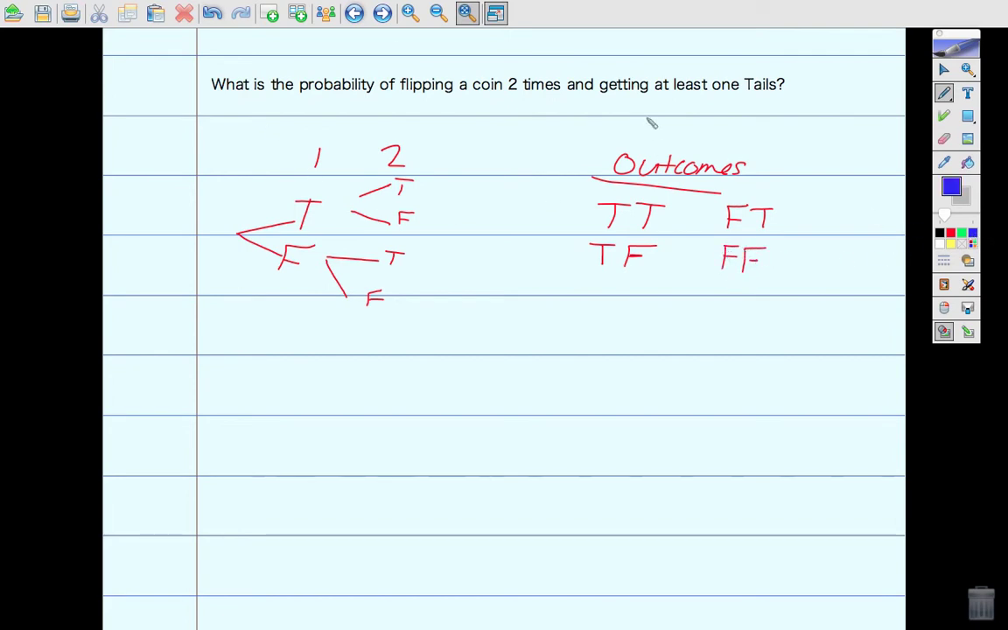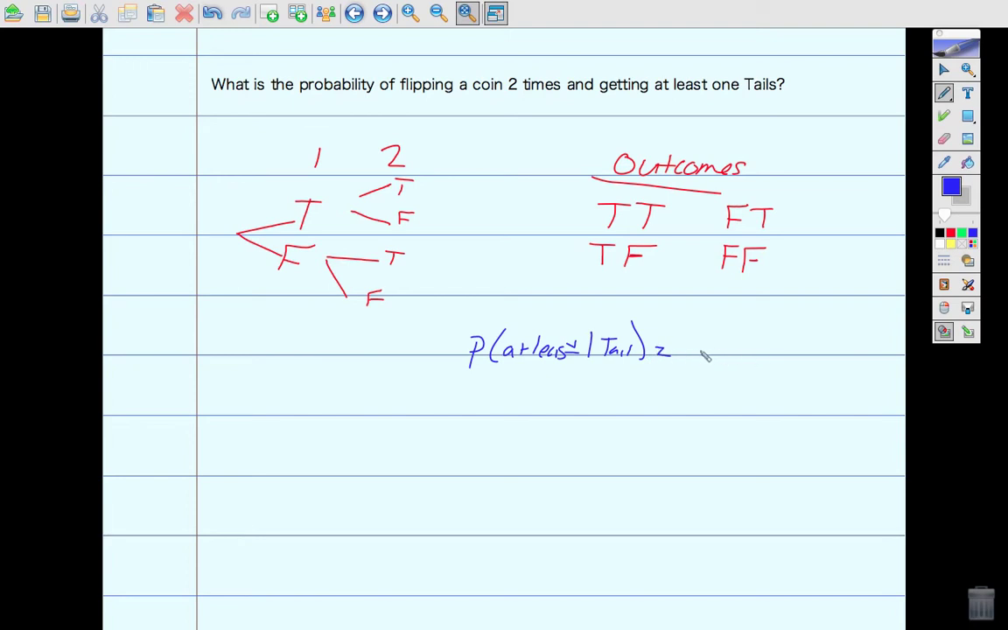So when I look at this, it asks me, what is the probability of flipping a coin 2 times and getting at least 1 tail? So I need the probability of at least 1 tail.